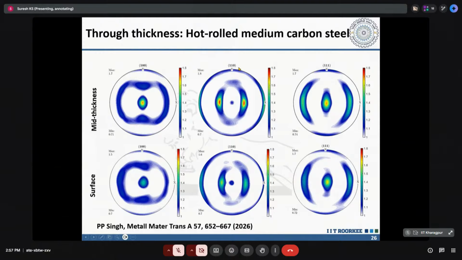Now if I look at the 110 plane, although something is still there at the center, the maximum intensity occurs slightly at an angle of about 40 to 50 range. You are having a spread of these orientations. So the maximum number of grains do not have their 110 planes parallel to the rolled sheet, but rather tilted at an angle of say 40 to 50 degrees. However, you still have a few grains which have their 110 plane parallel to the rolling plane.